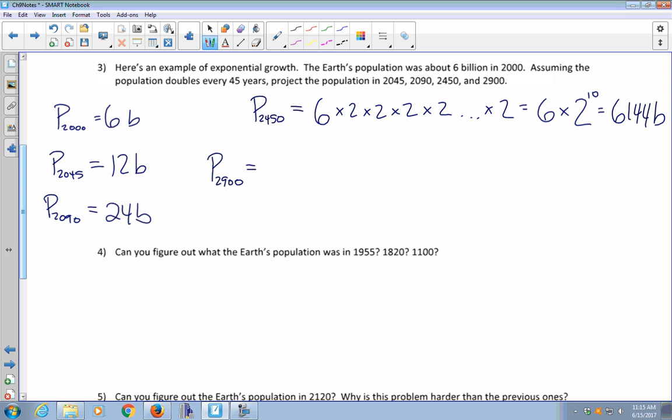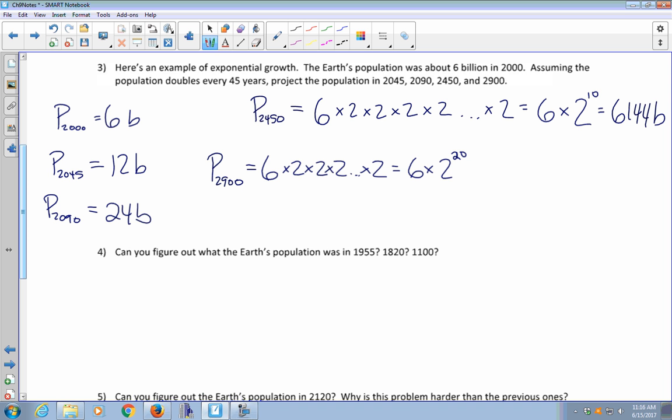All right, and then in 2900, the population in the year 2900, well, 900 years have passed since the year 2000. Divide that by 45 because it doubles every 45 years, and you get 20. So I have to do 6 times 2 times 2. I have to double it 20 times. Right, so that's actually 6 times 2 to the 10th, because repeated multiplication is an exponent. Sorry, to the 20th. Doubling 20 times now.